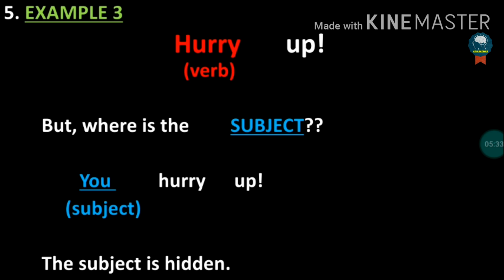हमें यहाँ पे hurry verb दिख रहा है लेकिन subject दिख रहा है क्या? नहीं ना. We cannot see any subject here. The verb is hurry up here, but where is the subject? Do not get confused here because the subject is hidden in the sentence. Even if you do not see the subject in the sentence, the subject is present. When you say hurry up to someone, you actually mean you hurry up. Here you is the subject which is hidden in example number 3, that is hurry up.